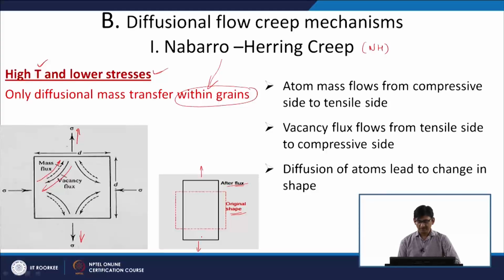So, that is what is written here: atom mass flow from the compressive side to the tensile side, vacancy flux flow from the tensile side to the compressive side. And diffusion of atoms leads to a change in the shape. So, this is NH creep, which depends on the diffusion through the grain. So, it is dominated by lattice diffusion.